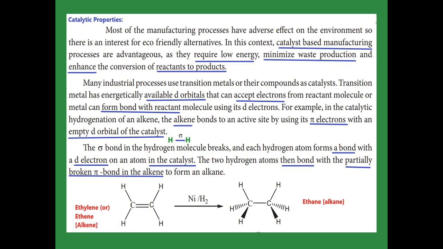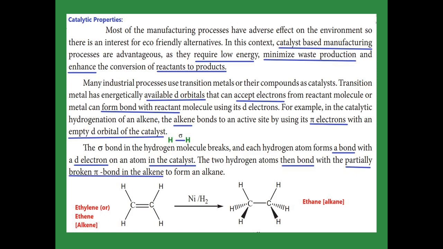In D block elements, available d orbitals are present. They accept electrons from the reactant molecule and form a bond with the reactant, so that they act as a catalyst. Afterwards the bond is broken, so we get the catalyst once again.